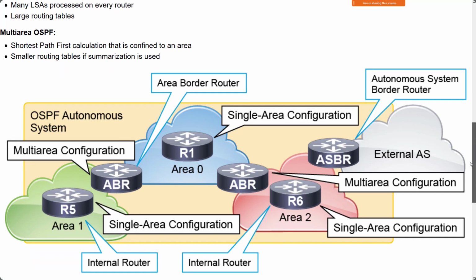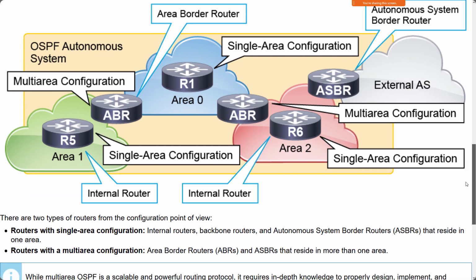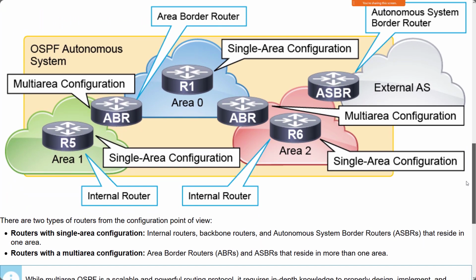So multi-area configuration is pretty typical with OSPF. All right. There are two types of routers that are from a configuration point of view. There's an internal router, which is a router that has all of its interfaces in a non-backbone area. There is a backbone router, which has all of its interfaces in the backbone. An autonomous system boundary router, which does redistribution from an external AS. And an ABR, which in a multi-area configuration would be required, which would be a router that connects multiple areas.